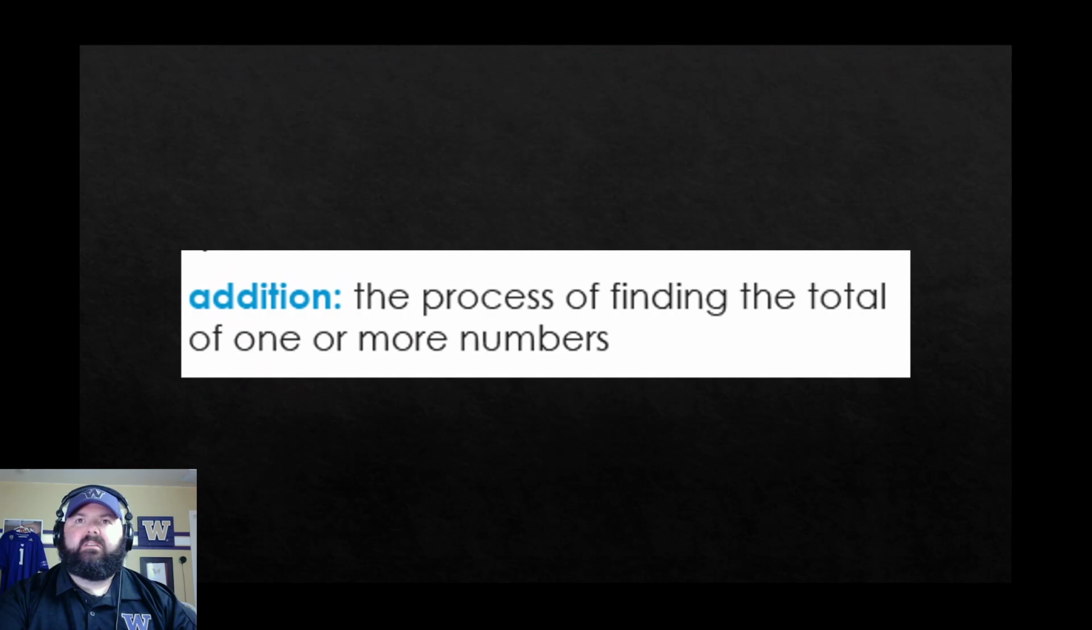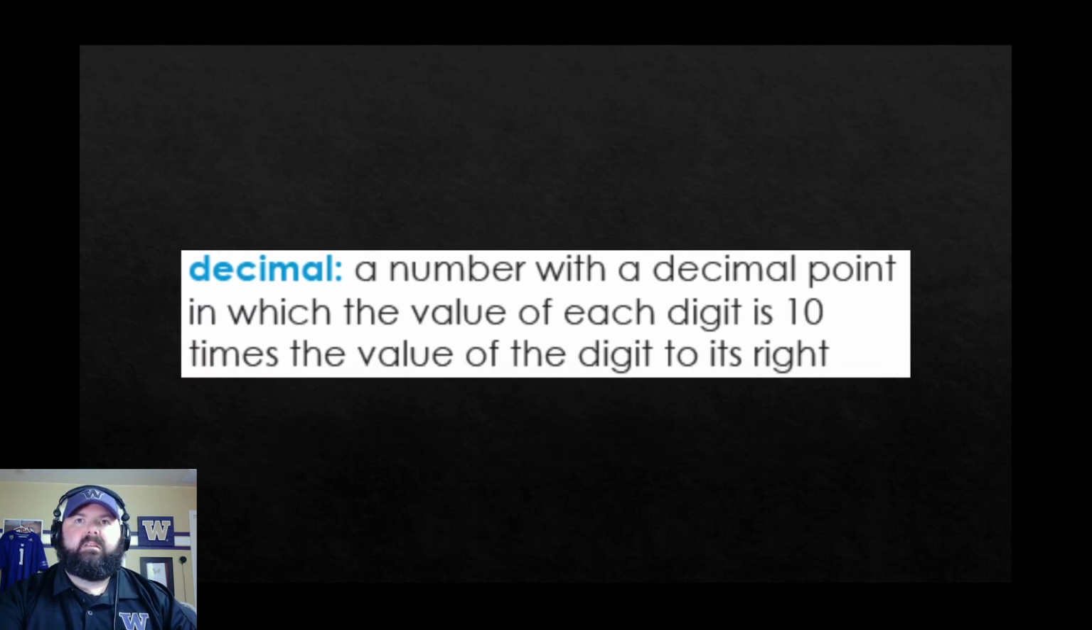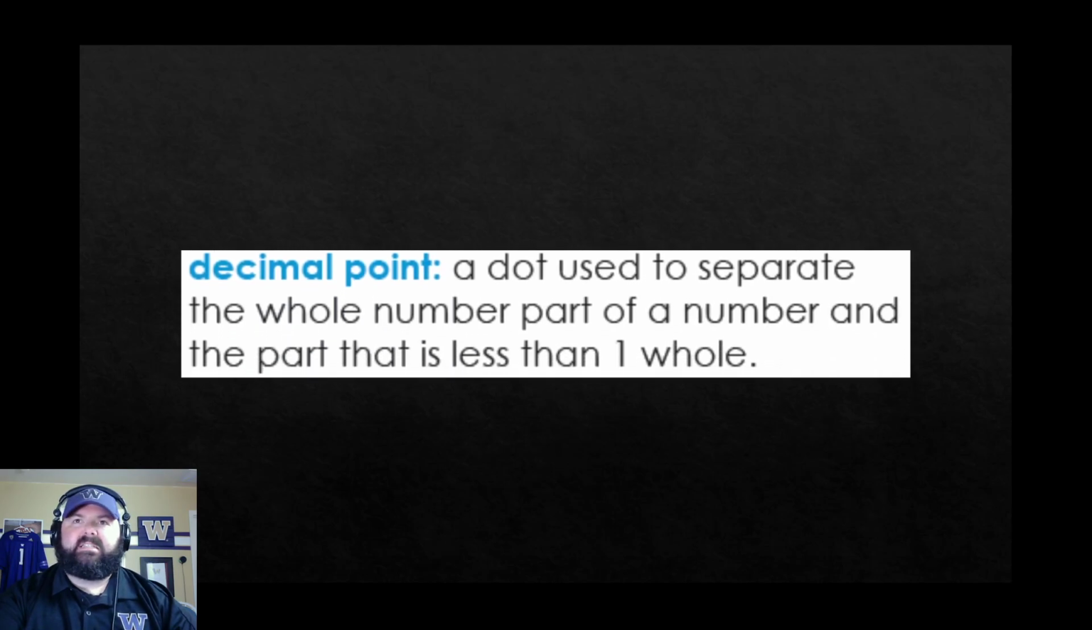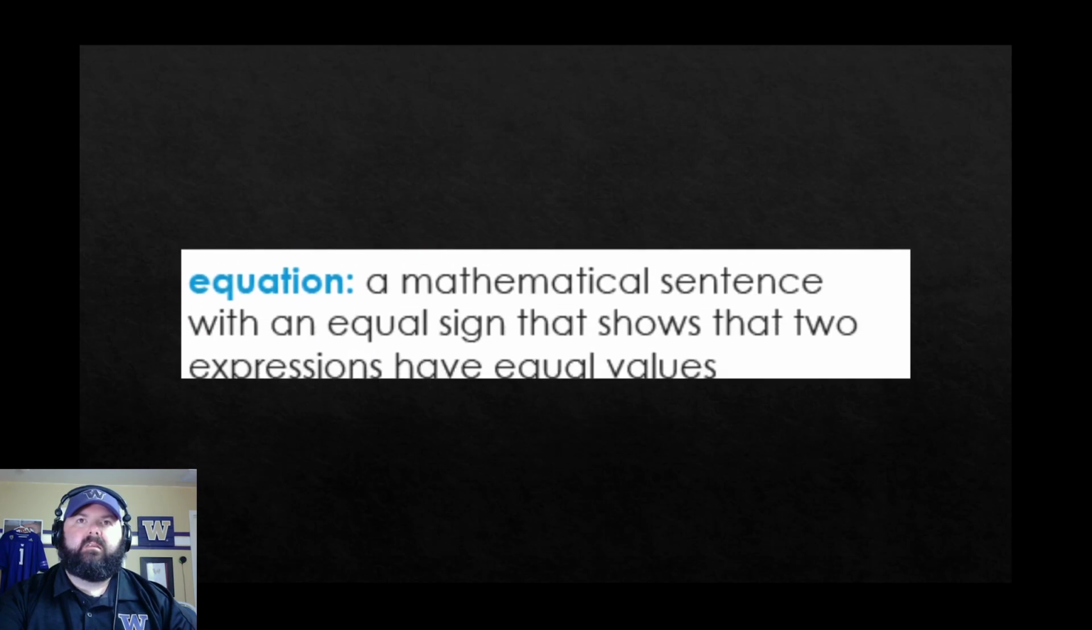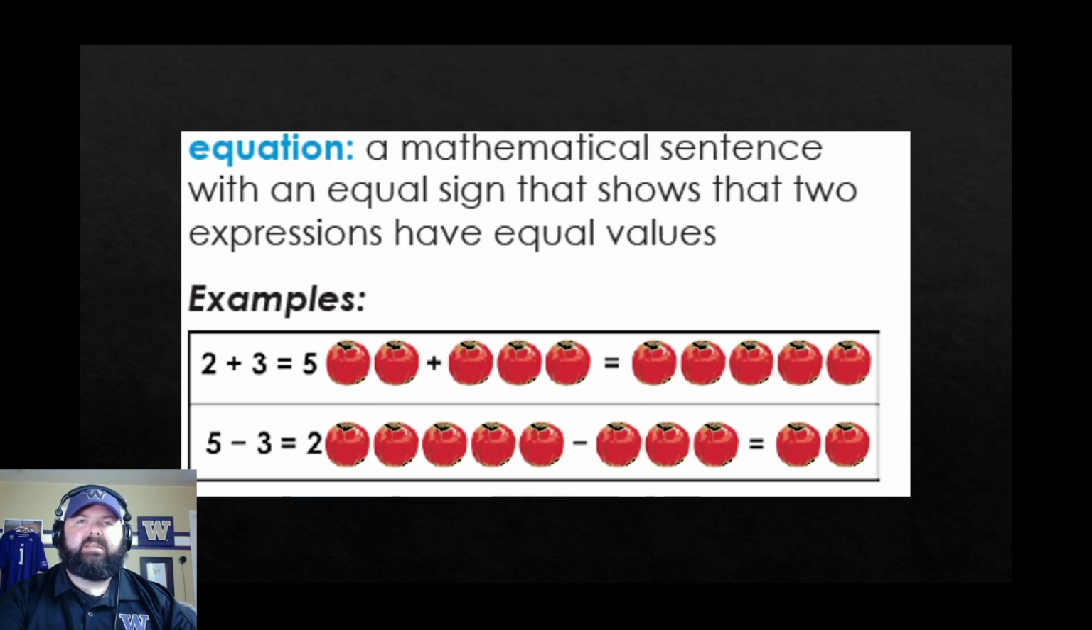First vocab word, addition, which is the process of finding the total of one or more numbers. Compare, to tell whether one number is greater than, less than, or equal to another number. Decimal is a number with a decimal point in which the value of each digit is 10 times the value of the digit to its right. Decimal point, a dot used to separate the whole number part of a number and the part that is less than one whole. Equation is a mathematical sentence with an equal sign that shows that two expressions have equal values. And there are two examples for you.